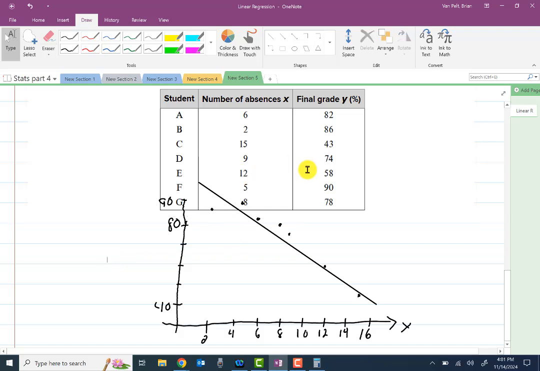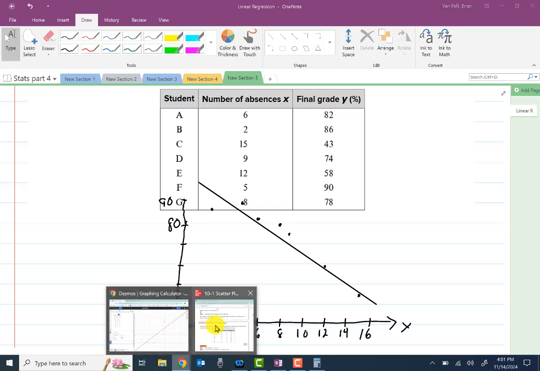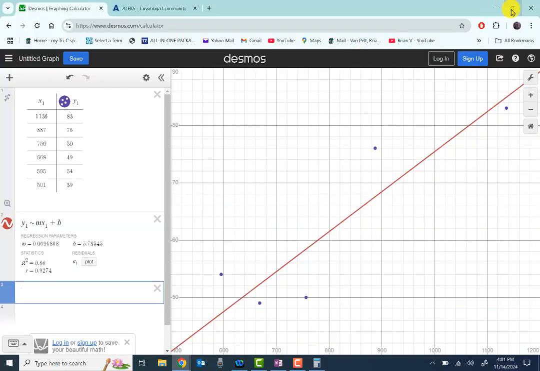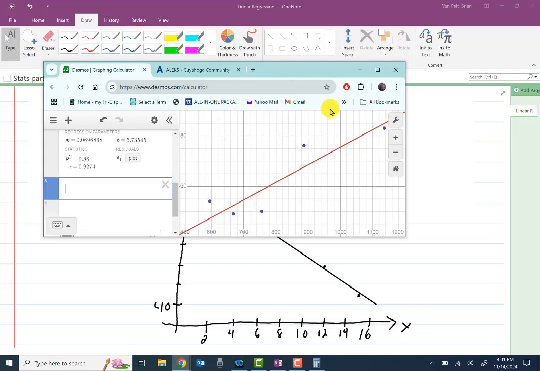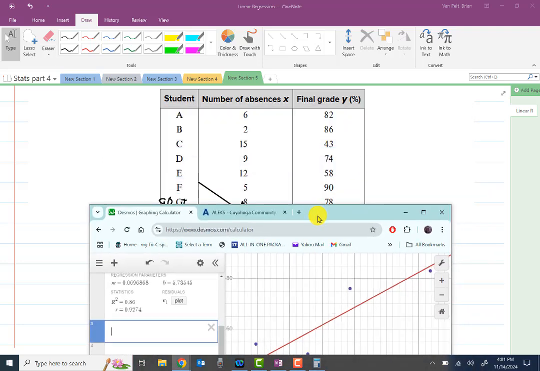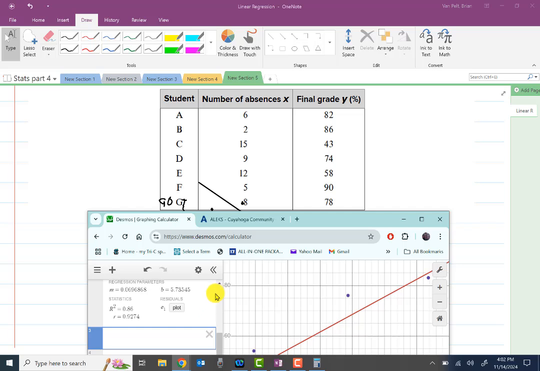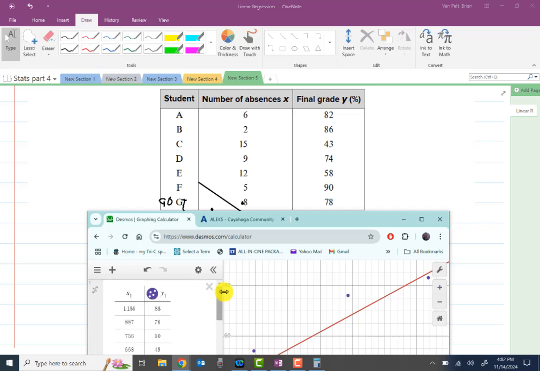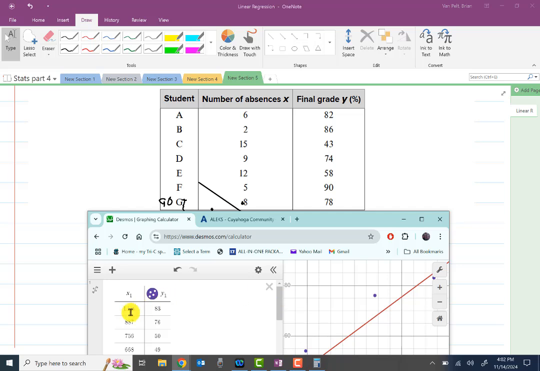So let's put these numbers into the calculator, well, Desmos. And let me see if I can make Desmos small enough so I can see these values. That'll be good enough. Make this bigger so I can see what I'm doing here. Like before, I'll do the x's first: 6, 2, 15, 9, 12, 5, 8.